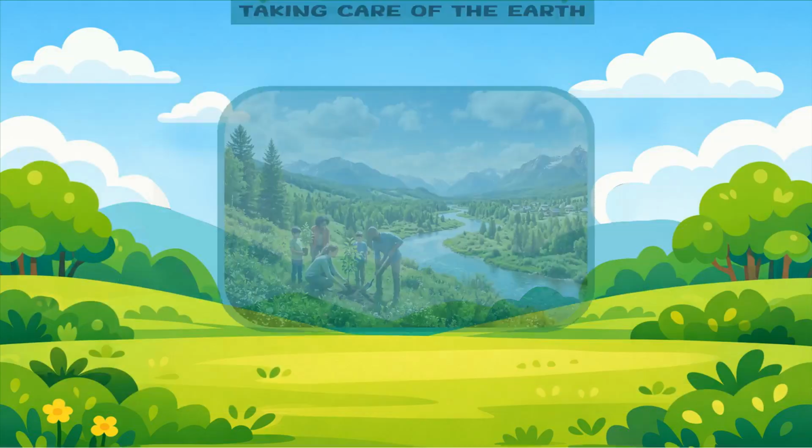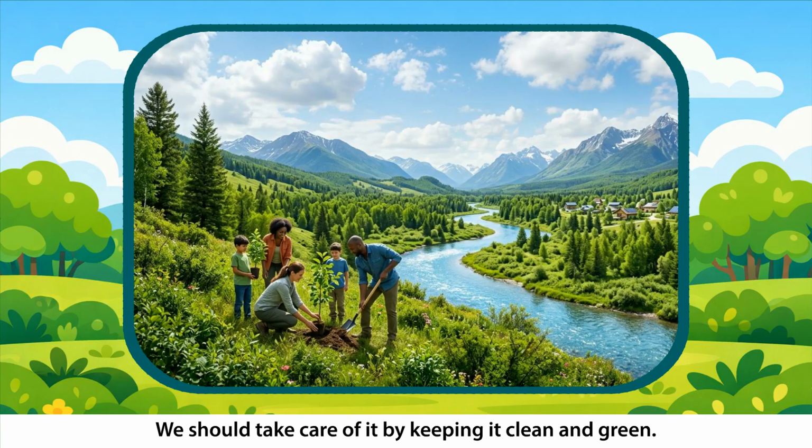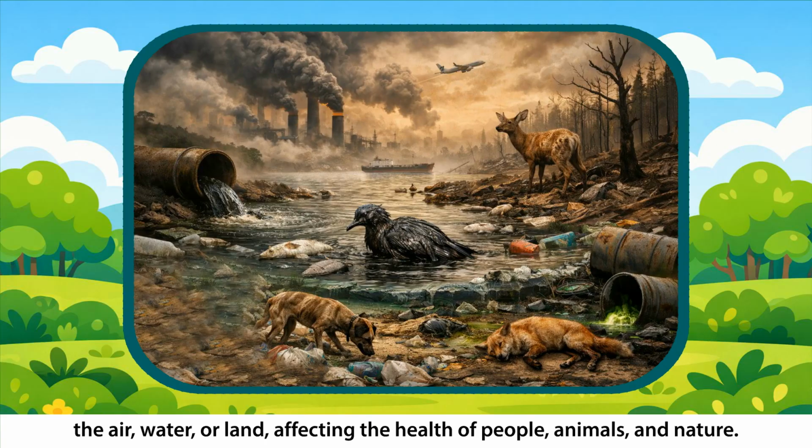Taking care of the Earth. Earth is our home and provides us with air, food, and water to live. We should take care of it by keeping it clean and green. A clean Earth means a better life for all living things. Pollution occurs when human activities harm the air, water, or land, affecting the health of people, animals, and nature.